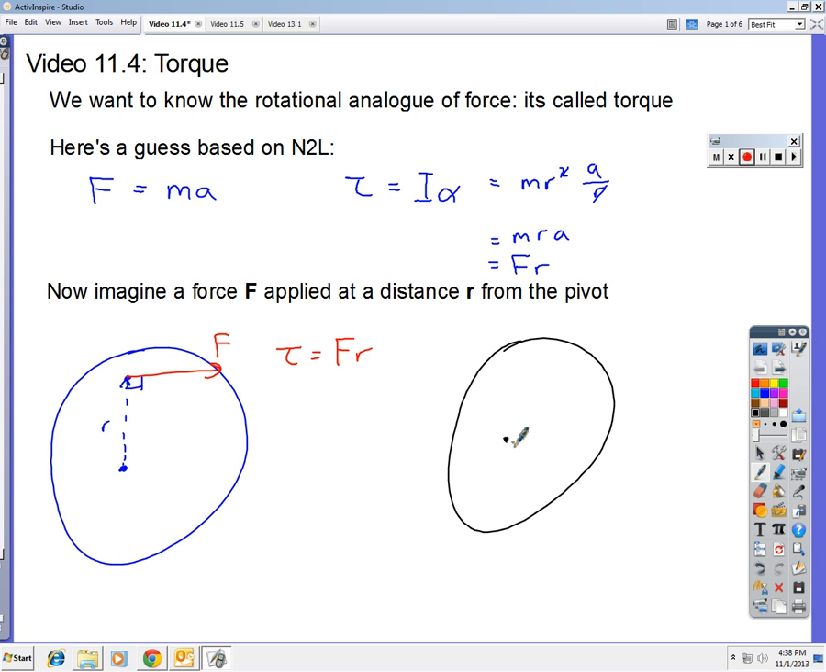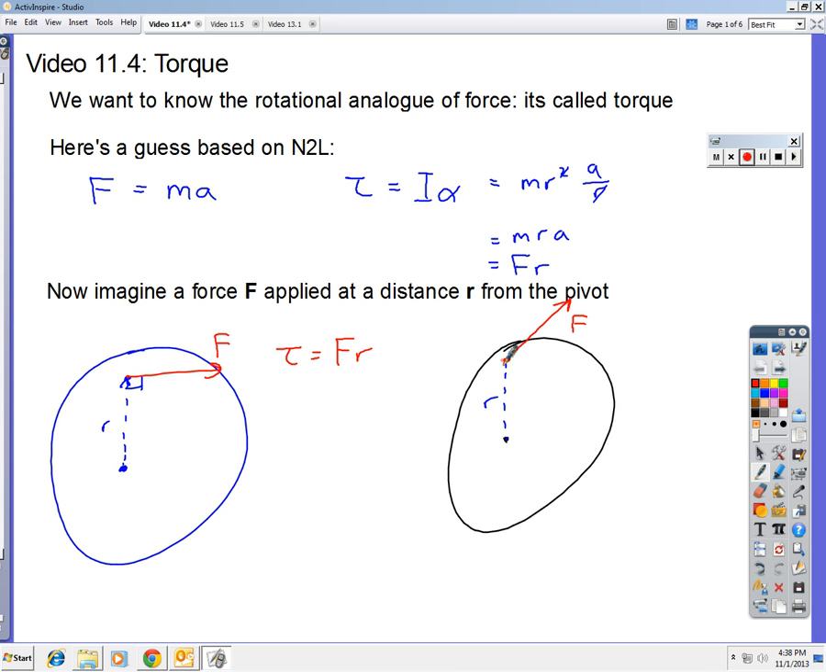But now let's imagine that we take that same object, same pivot, but this time we'll make the force point in that direction. Same distance r. Now the question is, is this going to be more likely to spin it or less likely to spin it? If you think about it a little bit, you'll come to the conclusion that in this second case, there is less torque about that pivot.